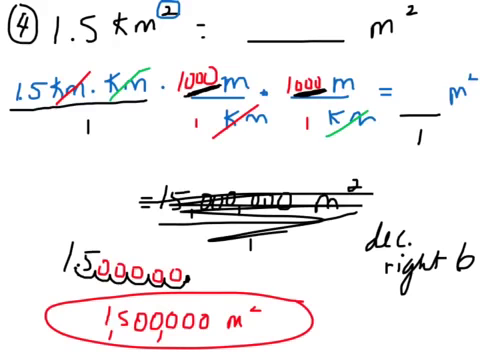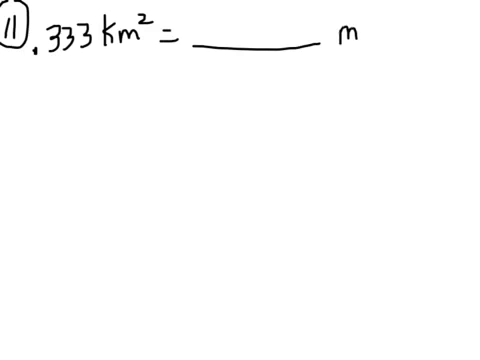Let's do another one. Y'all have a choice? Y'all have one there you want to do? You want to do number 11 since it's got another decimal in it, maybe? Let's do that one. 0.333 kilometers squared is equal to how many meters squared?